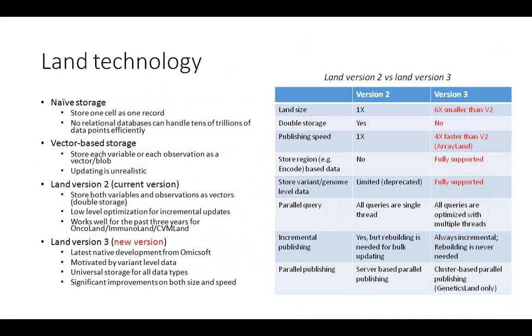Any query, even a simple RSID query, is optimized with thread pooling. It's guaranteed to be incremental updating. There's never a rebuilding need. It's a full database. And for GeneticsLand, where data could be huge, we allow you to use your cluster and even your cloud to do parallel publishing. We think the publishing speed will be faster than your copying speed. So no matter how much data you have on the genetics side, we can incorporate it into the land.